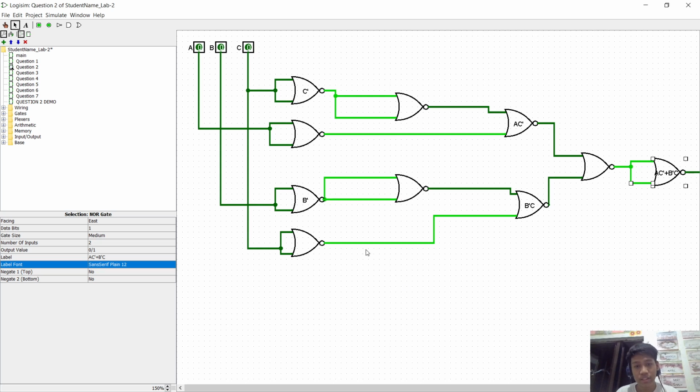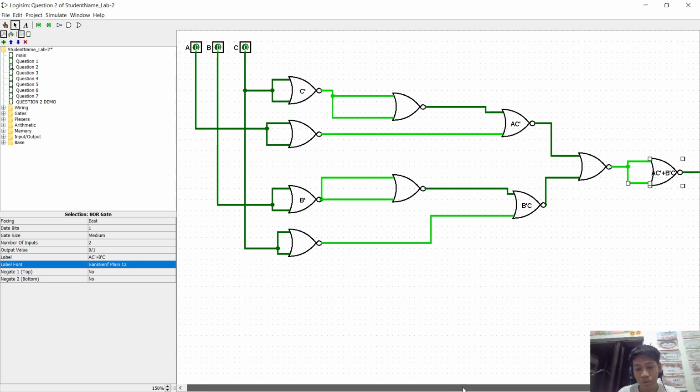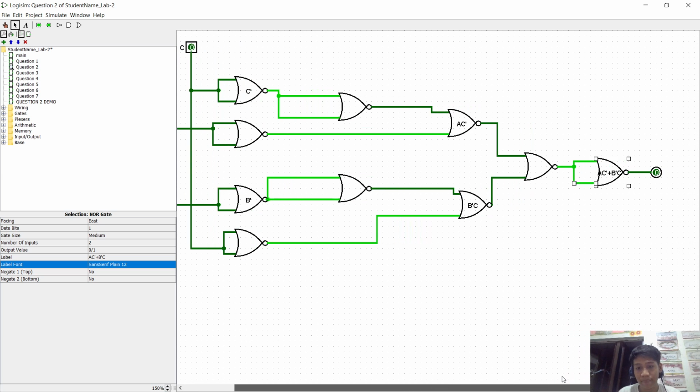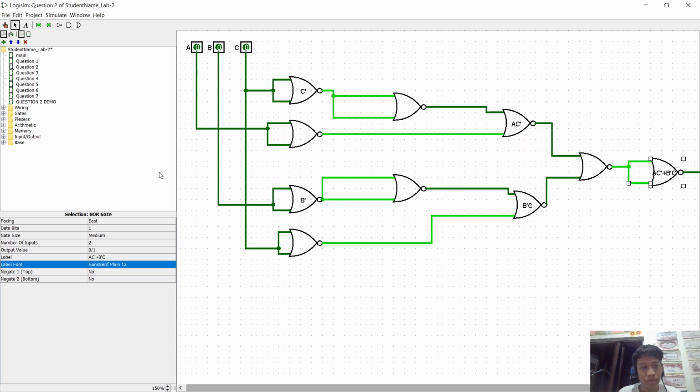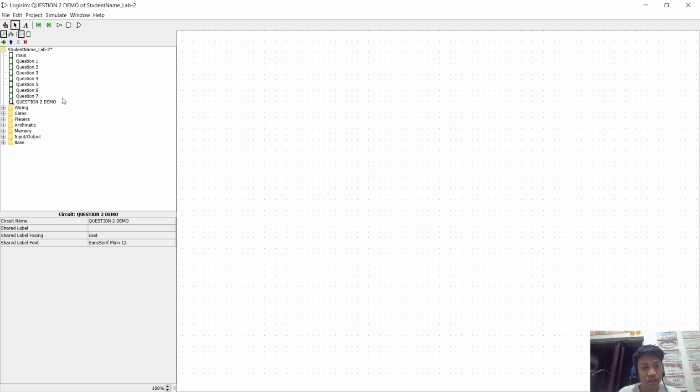Hello, ma'am. This is the second part of the demo for answering question number two. To recreate this circuit that I have worked on, we will have to go to another empty circuit. And to answer question number two, we will have to recreate the output that I have made a while ago.